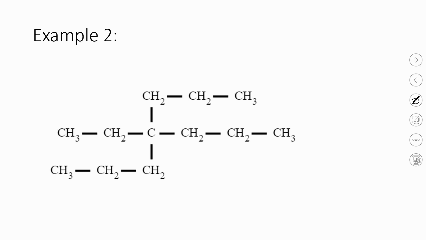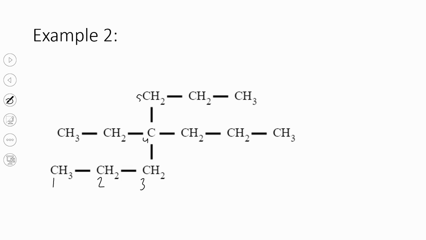All right, so this is a second example. I'm going to try to number this a few different ways and see what we've got. 1, 2, 3, 4, 5, 6, 7. Okay, so that would be heptane. Let's check another way. 1, 2, 3, 4, 5, 6, 7. Okay, that would also work. That's actually the same. That doesn't matter because that's the same. We have the same side chains.